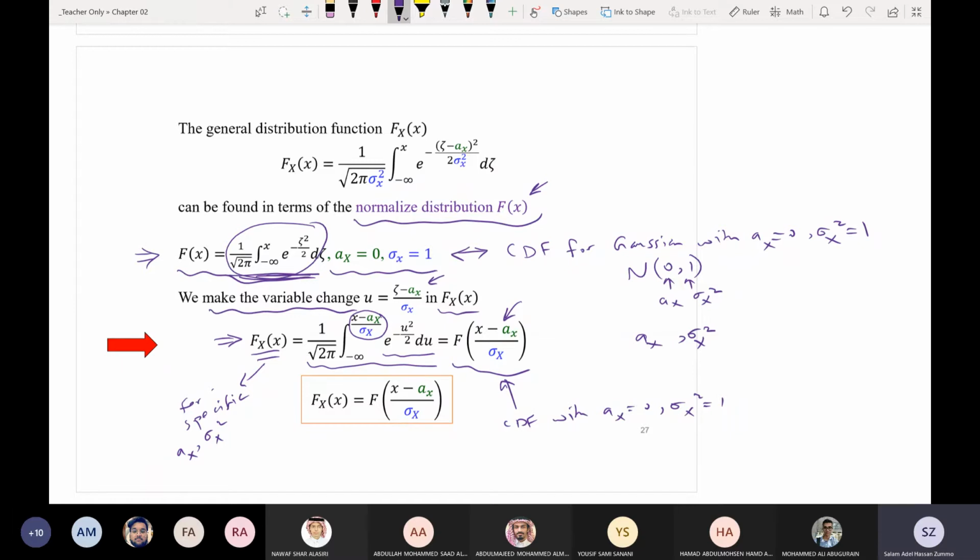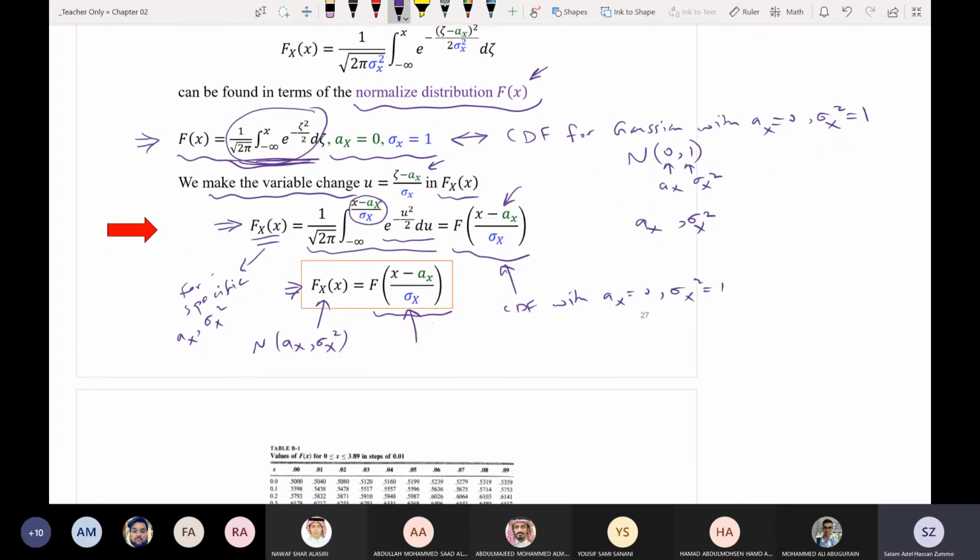So if I want to calculate the CDF for a Gaussian random variable with ax and sigma x squared, I use the standard normalized table, the normalized distribution, evaluated at x minus ax divided by sigma x. Okay? Let's have an example. Is the idea clear, guys?